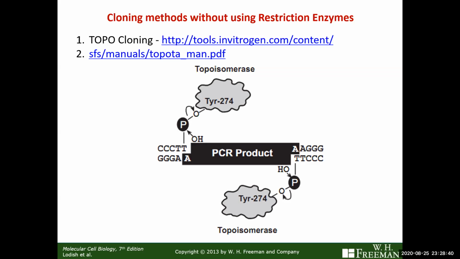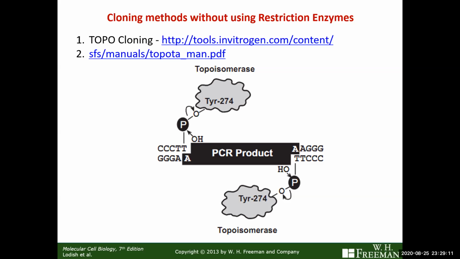Okay. So, and there are many other such challenges. So, to overcome that, a new method has been in practice for quite some time now, I would say at least 16, 17 years, which is called topocloning. Topocloning takes advantage of a bacterial enzyme called topoisomerase, which is a site-specific recombinase.